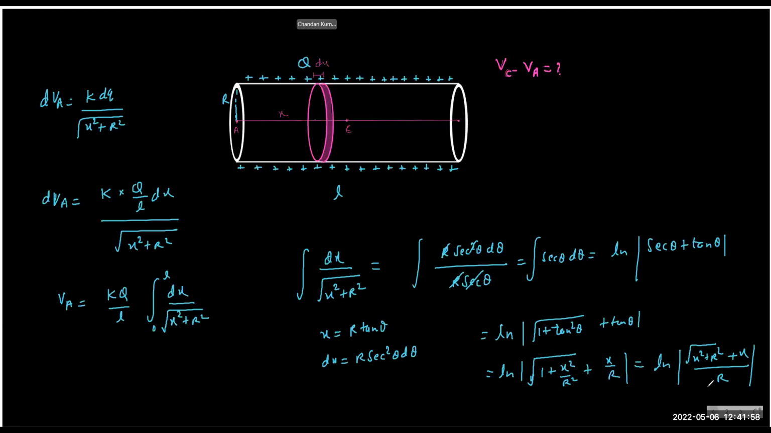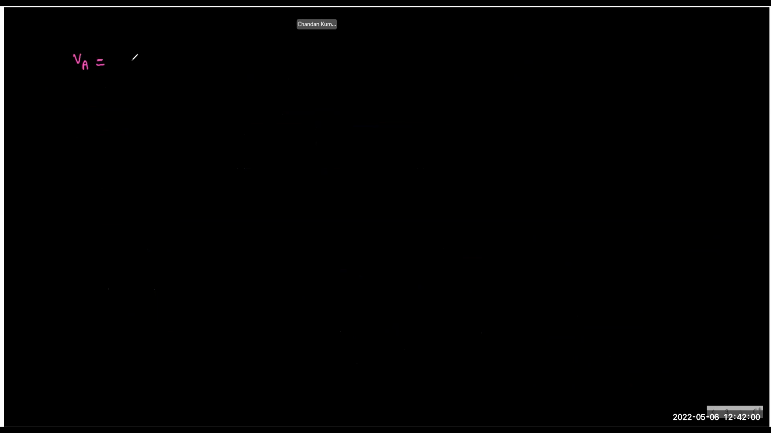This was a challenging problem actually. And I'm giving all these problems so that you can learn the integration. The difficult part is integration, not the question itself, and also how to take the element in a different situation. Okay. Yes, sir. So the answer comes out to how much? KQ by L multiplied by ln of x square plus r square, plus x, whole upon r. Right? This was the answer.